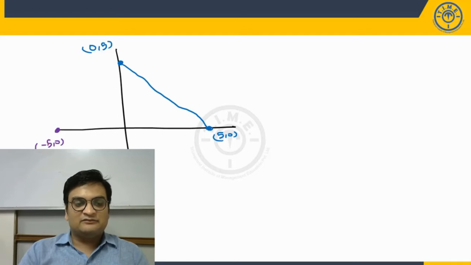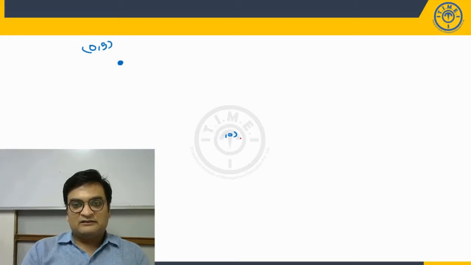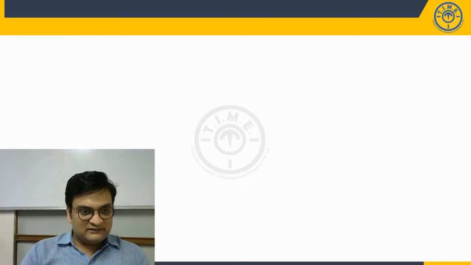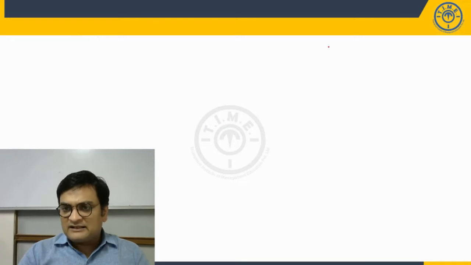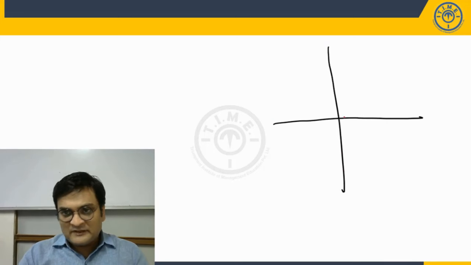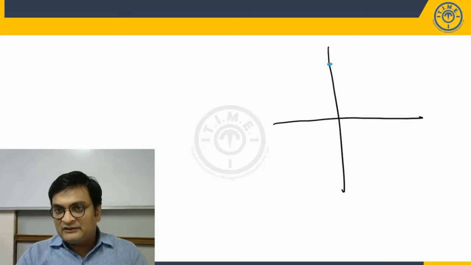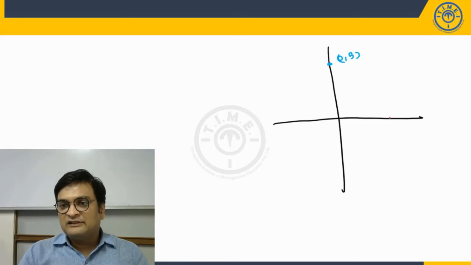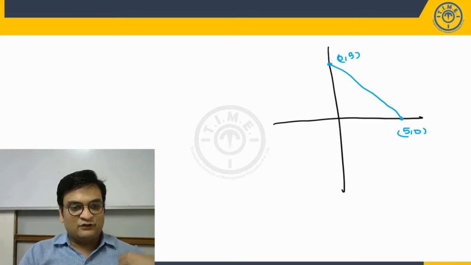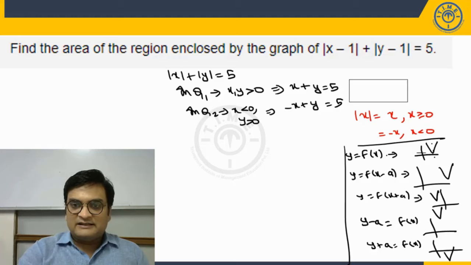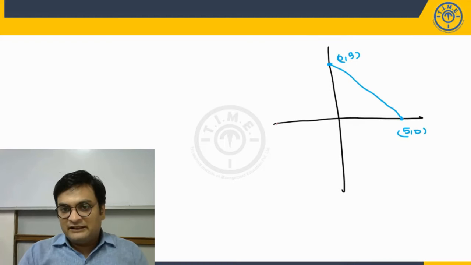minus 5 comma 0. Just a minute, I'll just draw it on the right so that it is clearly visible. So we already discussed the first quadrant. So the first quadrant will be like this: 0, 5 and 5, 0. So this is the first quadrant line. It's a straight line. And in the second quadrant, it is y minus x equal to 5, and y minus x equal to 5 will be like this.